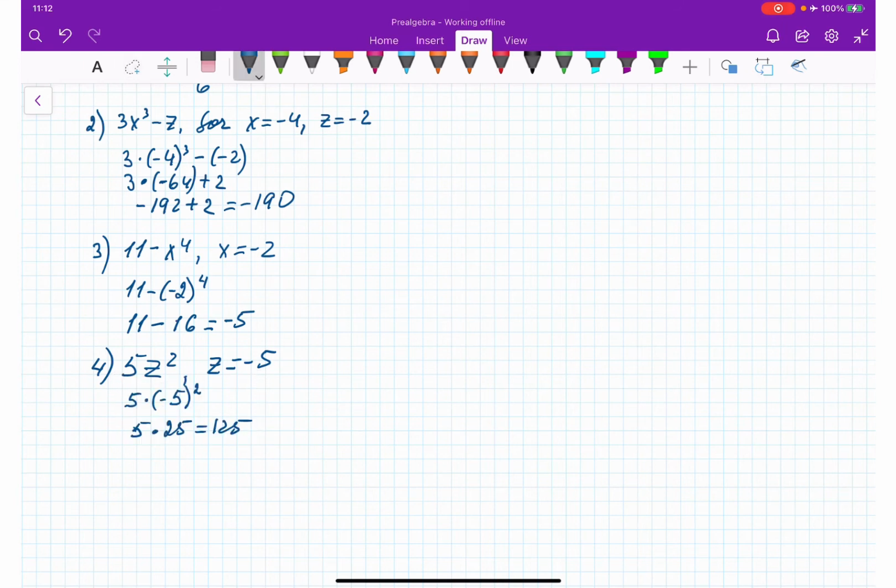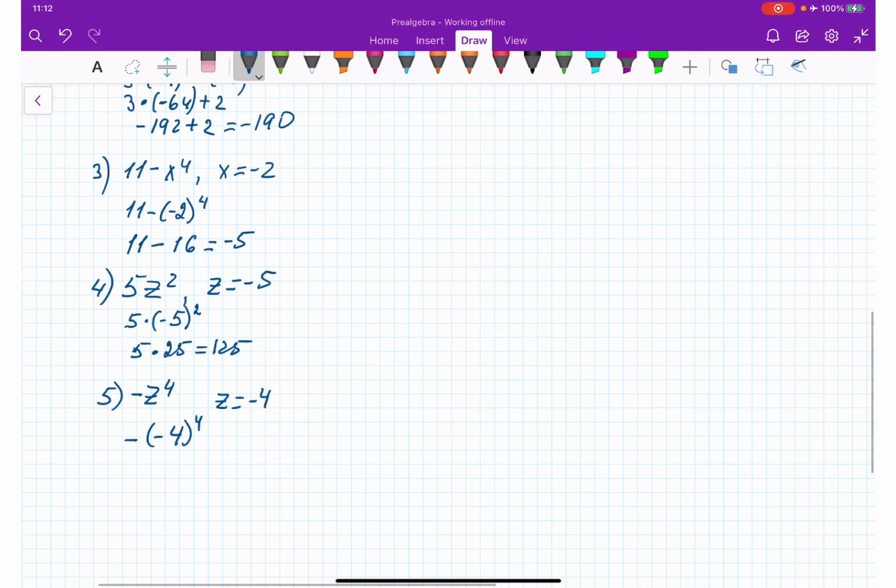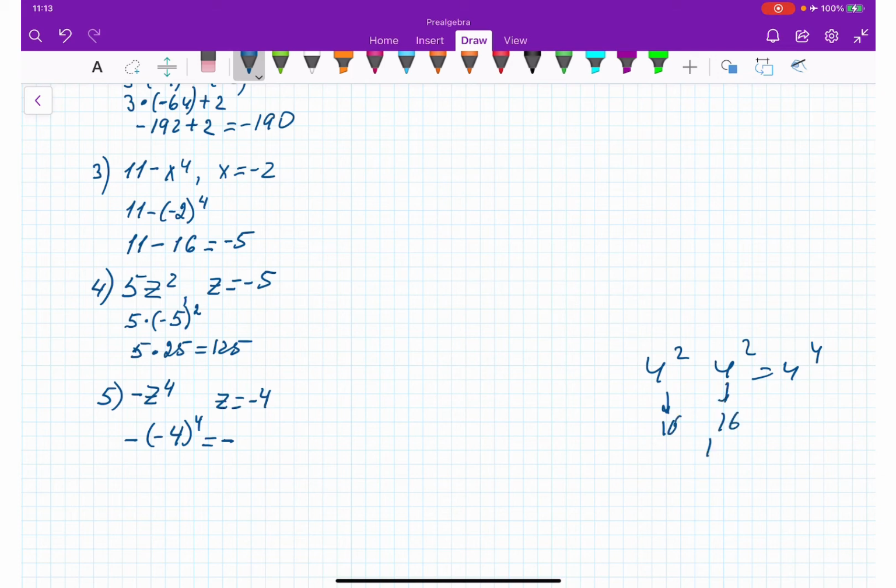Question number 5. Negative z to the power 4. z is equal negative 4. So it's going to be negative 4 to the power 4. This negative stays outside because it is outside. And negative 4 to the power 4, because the degree is even, we're going to get positive, right? 4 to the power 4. So I'm taking it this way, 4 squared, right? It's 4 to the power 4. This is 16, this is 16.